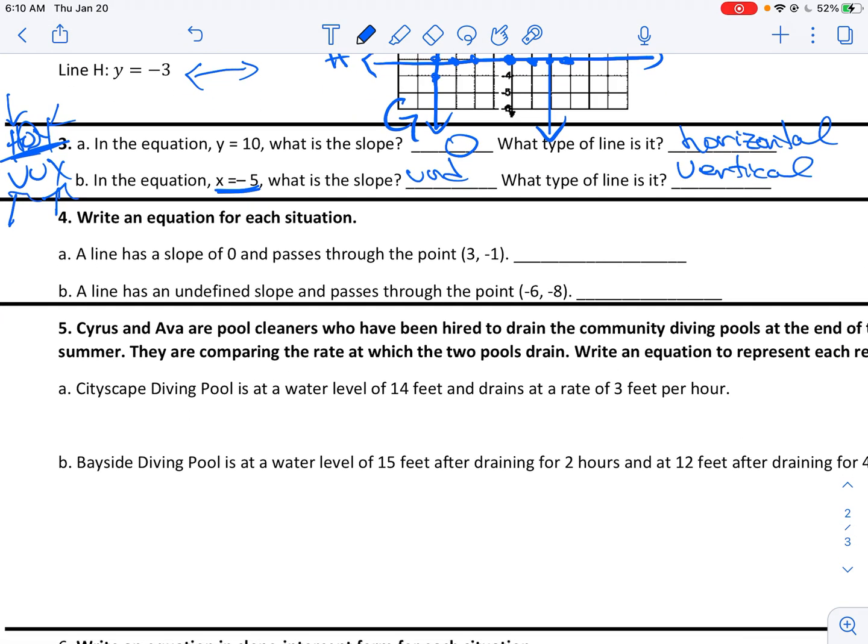So this next one says a line has a slope of 0, so that means we're dealing with Hoy. It passes through this point right here, so we know it's y equals. If I look at that point, what does y equal? X is here, y is here, so y equals -1. This is undefined slope, so that's Vux. So that means it's x equals. Again, this is the x value, this is the y value, so x equals -6.